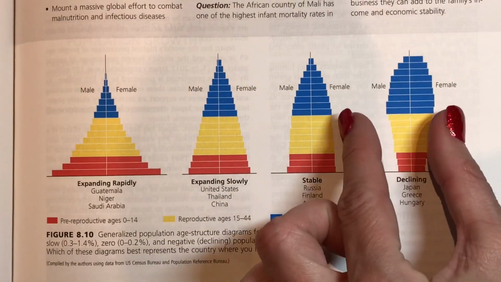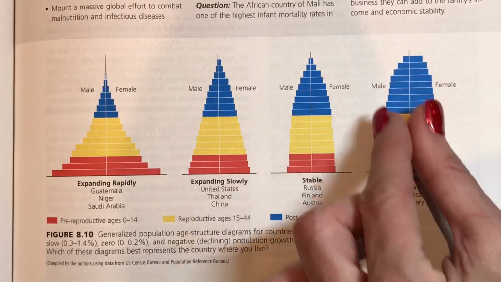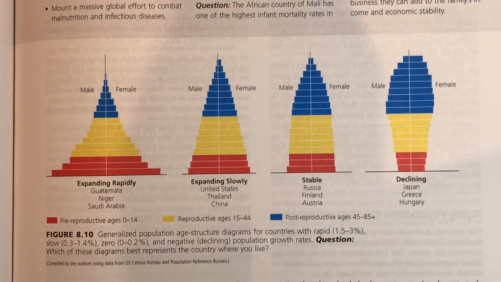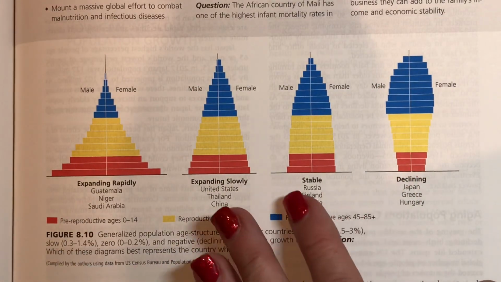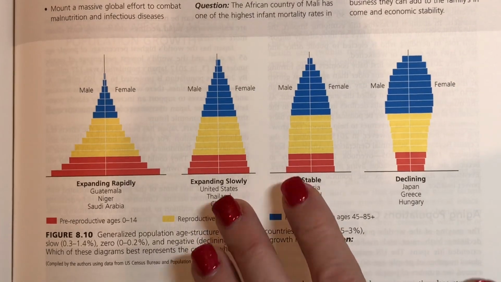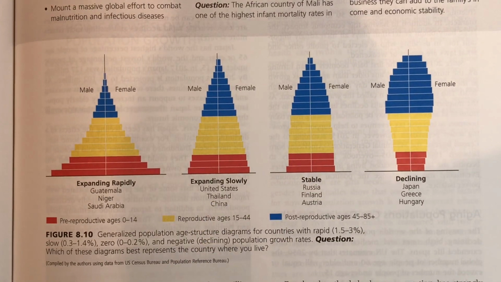And then declining is where you're going to have fewer young people than you do old people. It's almost an inverted pyramid here. There are some subtle distinctions, I will tell you, on the national exam. They're not going to make it so that you have to, again, split those hairs. It will be very obvious what they're talking about.